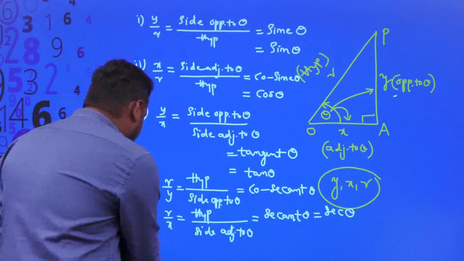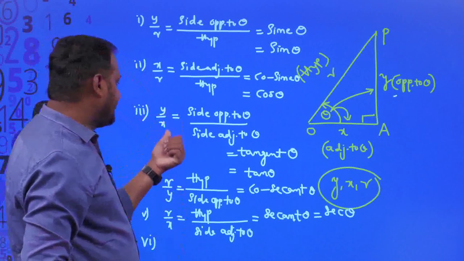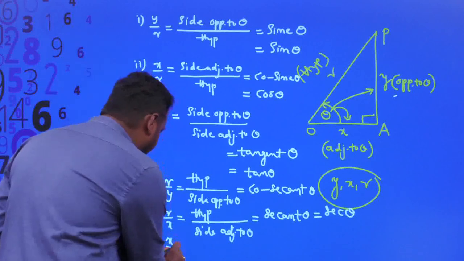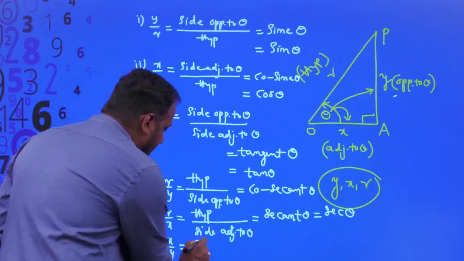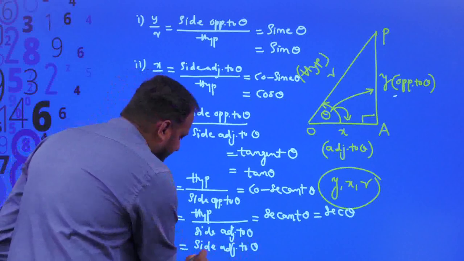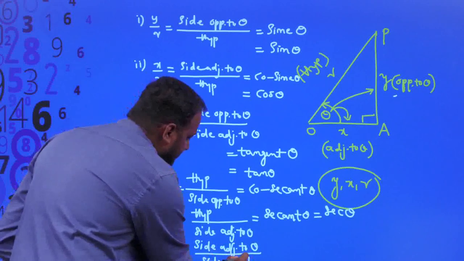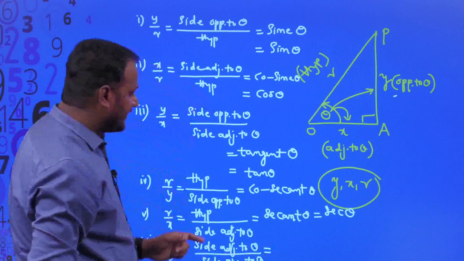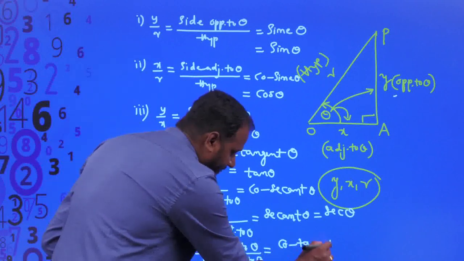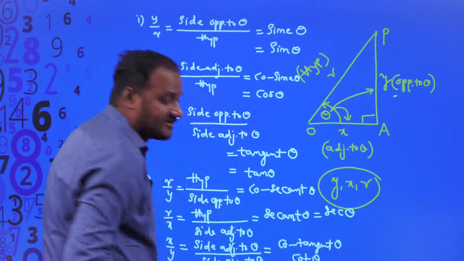Finally, the sixth ratio is the reciprocal ratio of the third one. The third ratio is y divided by x, so the reciprocal ratio is x divided by y. What is x here? Side adjacent to theta divided by side opposite to theta. Side adjacent to theta by side opposite to theta is named cotangent theta, and briefly you can write it as cot theta.